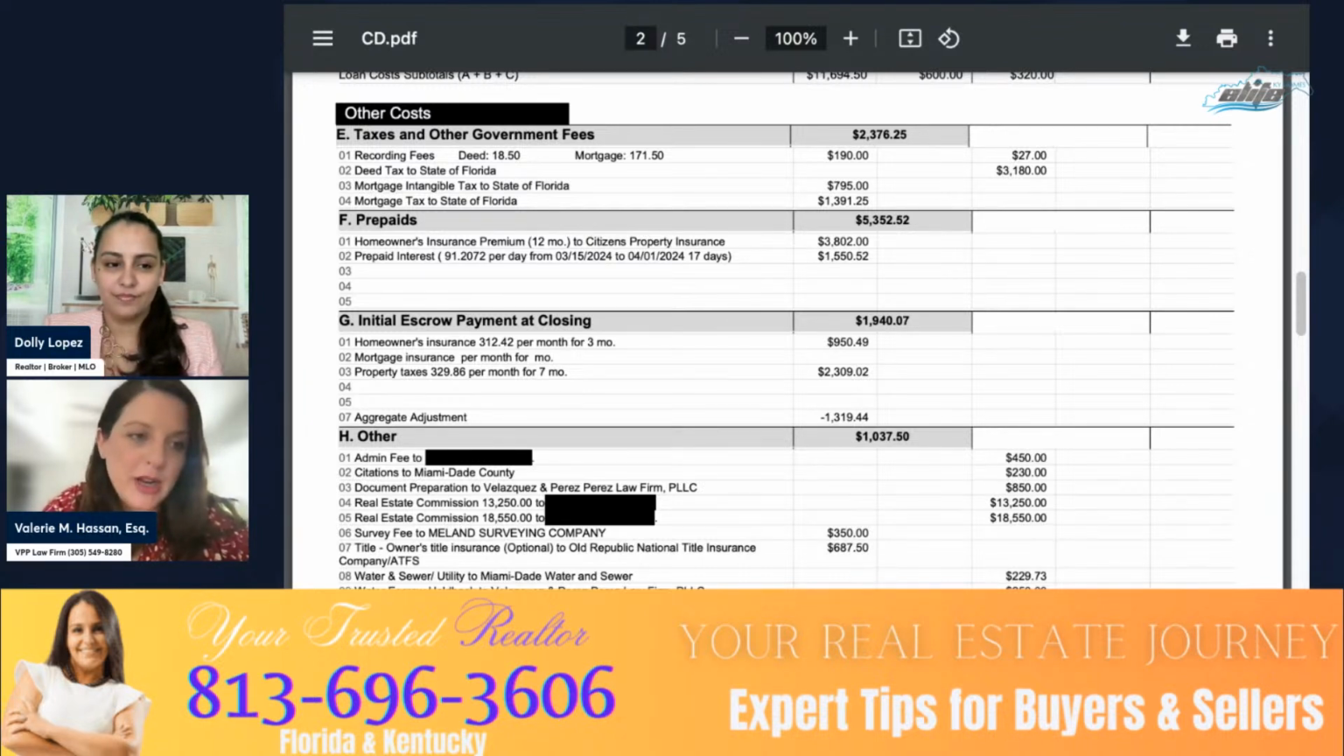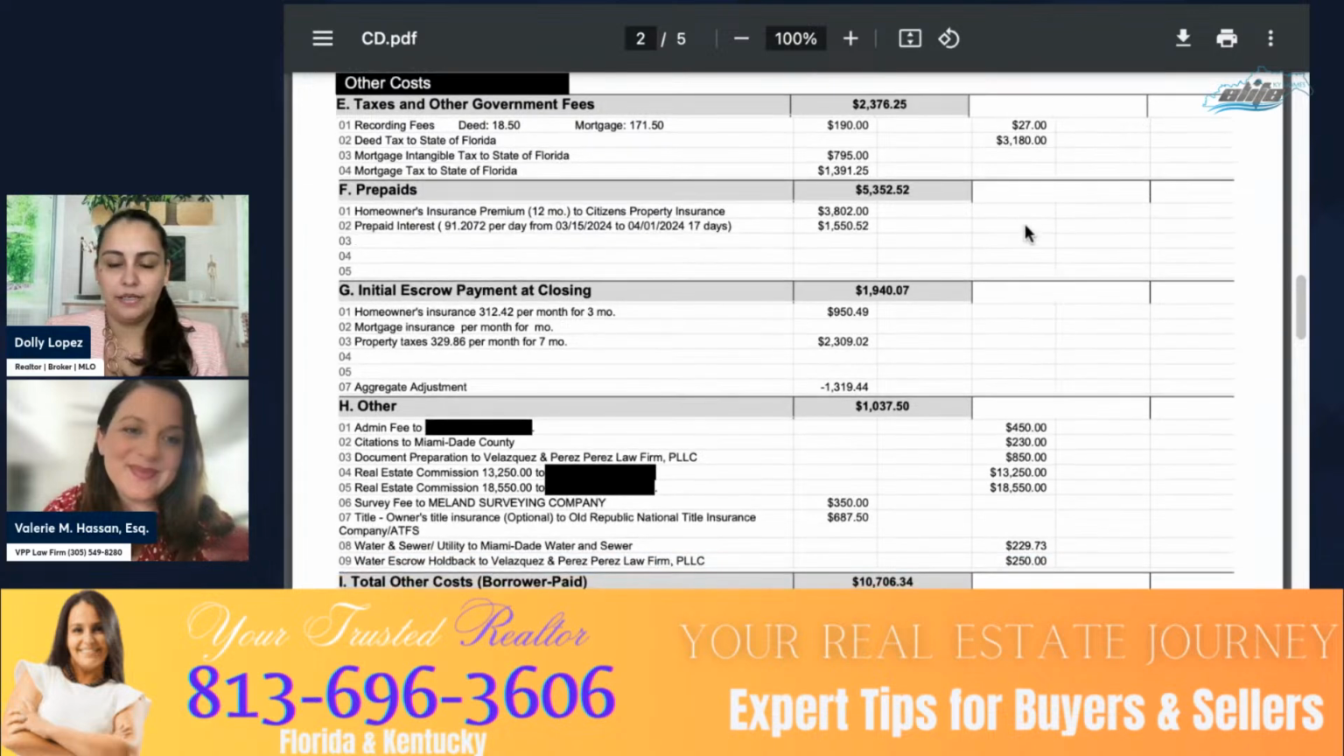So, and per the contract, right? Whether you're up north in Florida or down south in Florida, it doesn't matter whether you're up or down or in the central. Buyers will always pay for the taxes on the mortgage, and the sellers will always pay for the taxes on the deed.